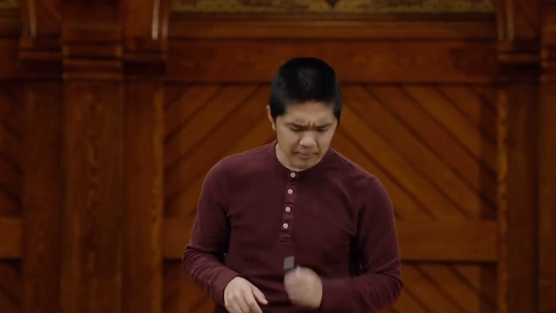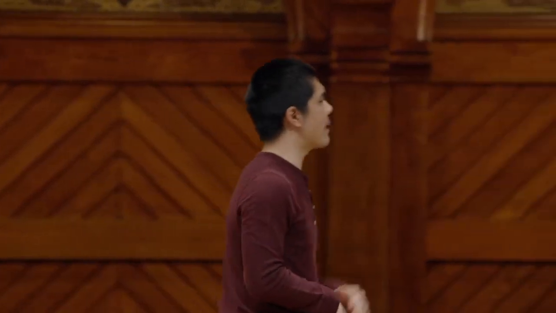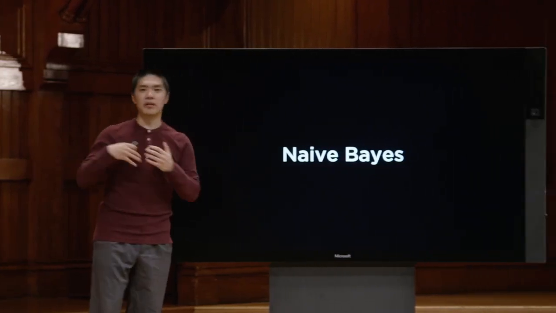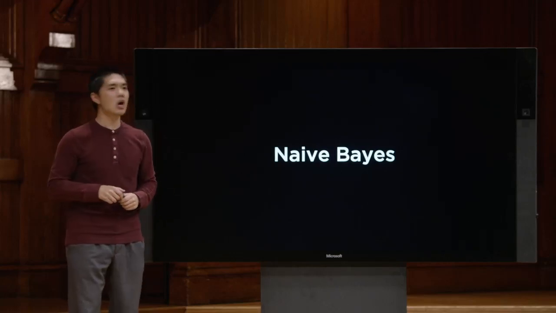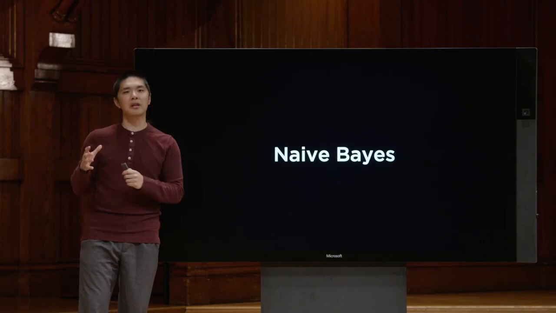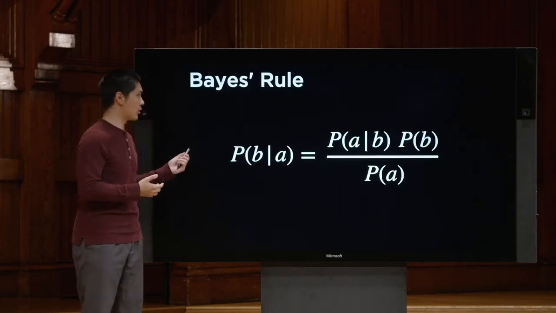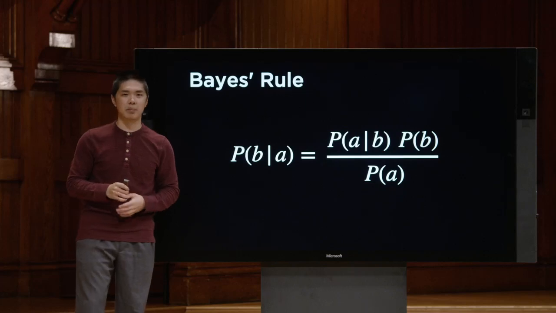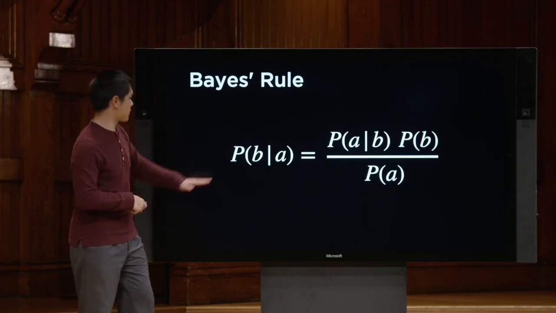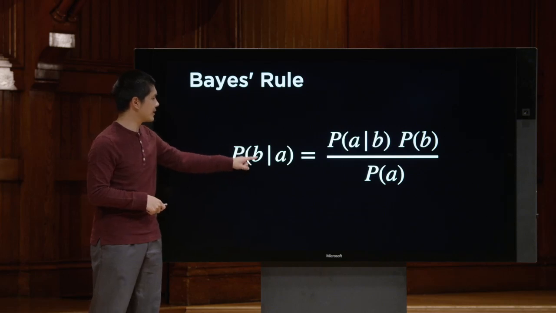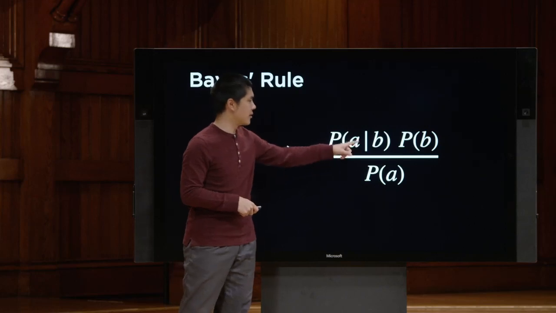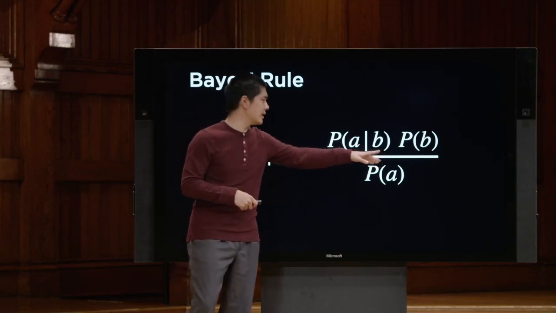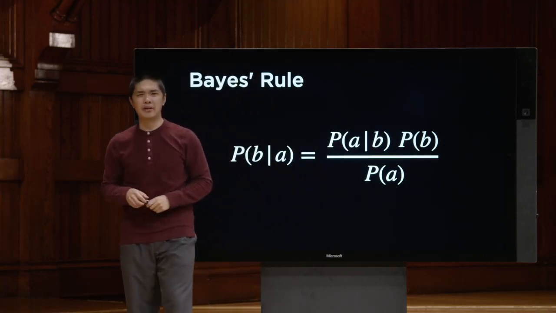And in particular, we're going to use the bag of words model to build something known as a naive Bayes classifier. So what is a naive Bayes classifier? Well, it's a tool that's going to allow us to classify text based on Bayes' rule, again, which you might remember from when we talked about probability. Bayes' rule says that the probability of B given A is equal to the probability of A given B multiplied by the probability of B divided by the probability of A.